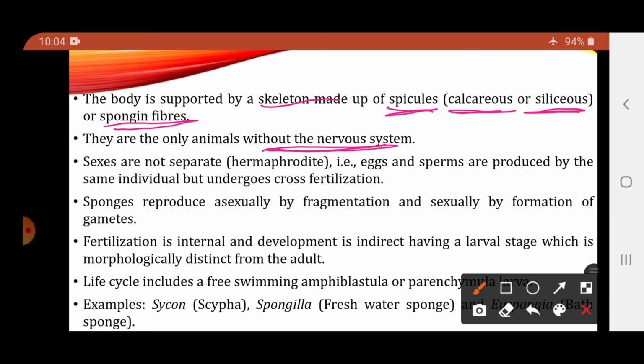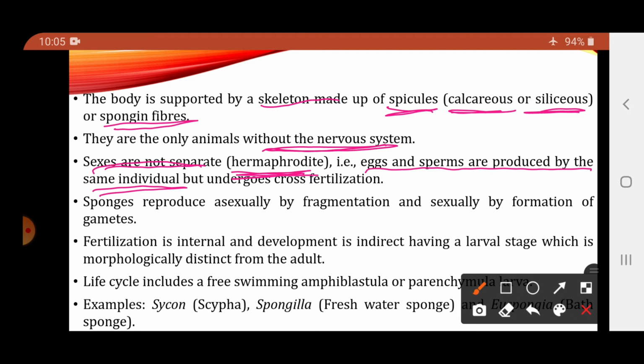Now students, here the sexes are not separate, yani male reproductive system and the female reproductive system, or you can say organs, they will be present in the same individual, that is they are hermaphrodite. You can say they are bisexual or hermaphrodite. It means the eggs and sperms are produced by the same individual. Eggs and sperms एक ही individual बनाएगा.